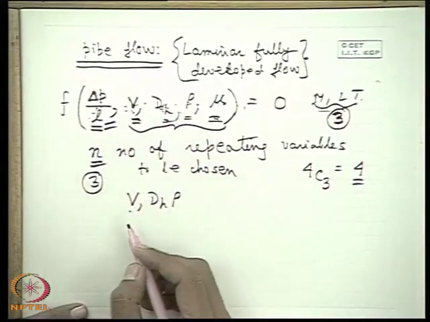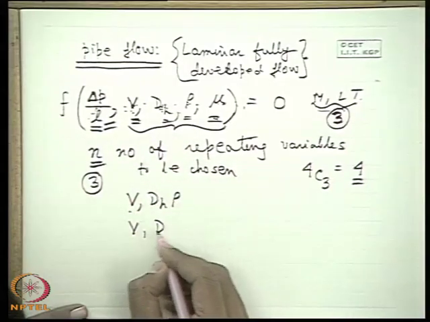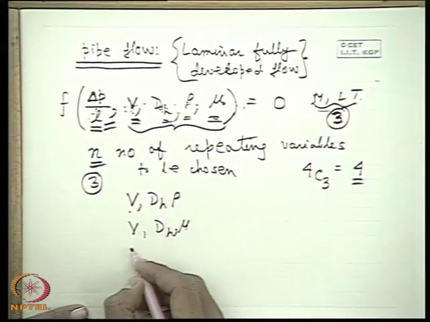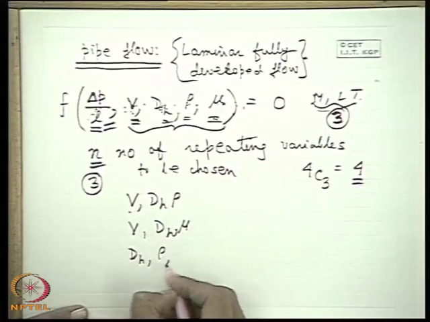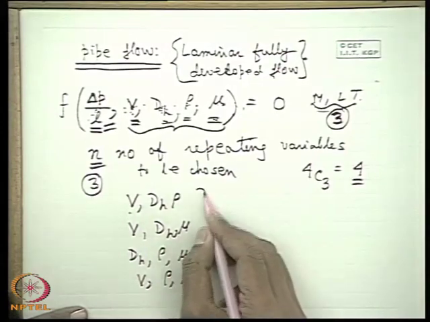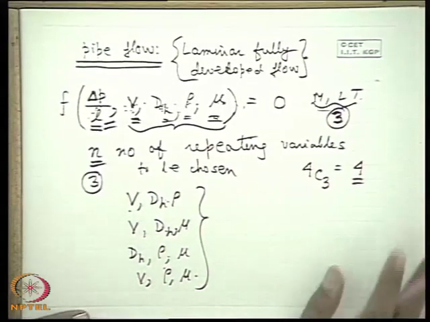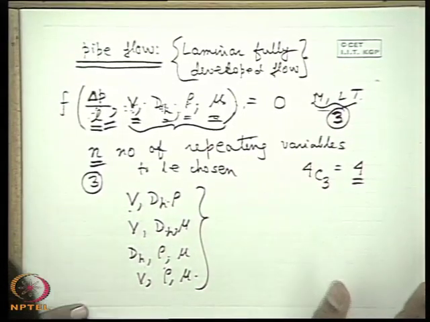They are V, dH, rho, where dH is the hydraulic diameter; V, dH, mu; dH, rho, mu; and V, rho, mu. So we have 4 choices. Now there are certain rules for choosing the repeating variables.